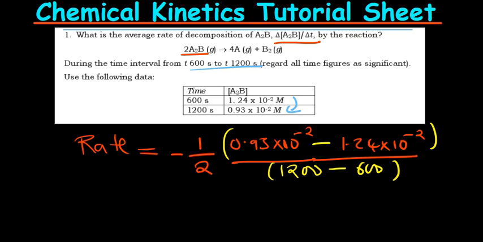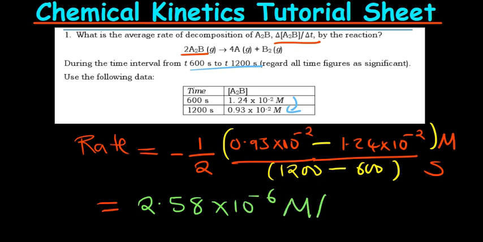Don't forget that on top we've got molar concentration over time in seconds, so you can see that the units match up to a rate. If you're going to subtract what we have on top, grab your calculator: 0.93 times 10 to the power negative 2 minus 1.24 times 10 to the power negative 2, that will give you a negative, divided by the difference there, which is 600, and then multiply by negative half. So the answer I'm getting is 2.58 times 10 to the power negative 6 molar per second.